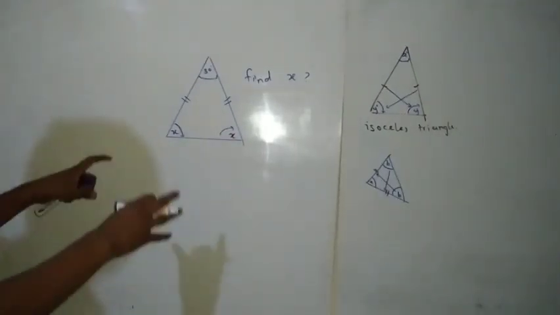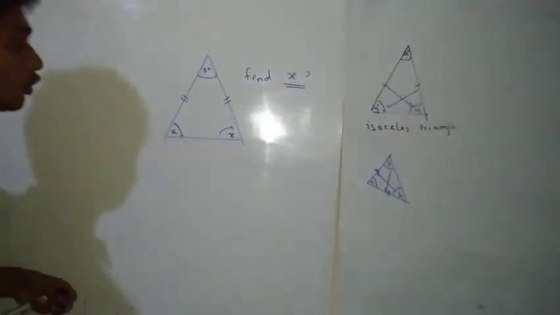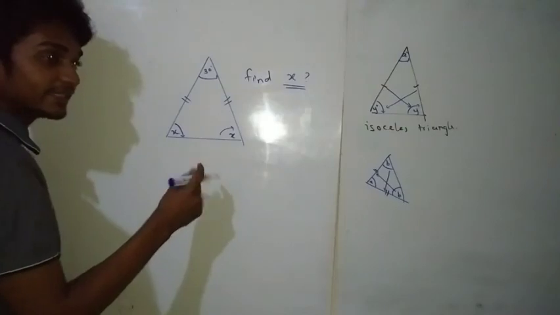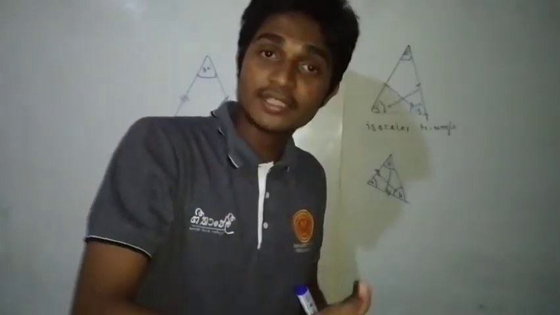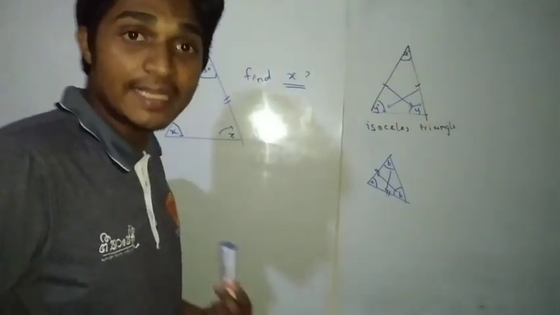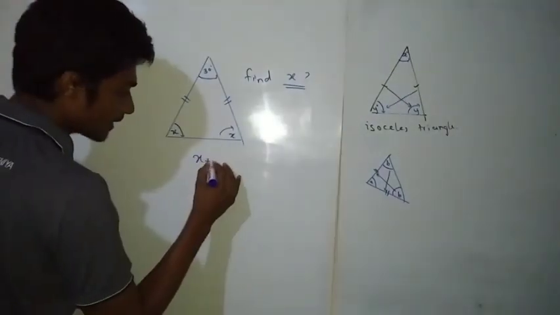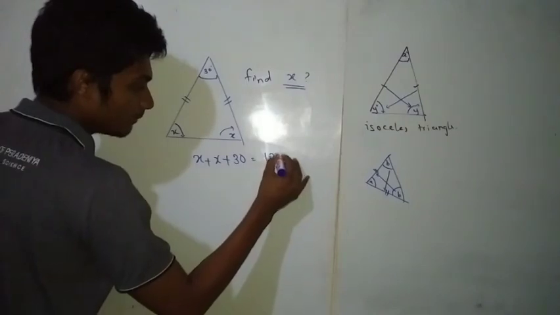Now we are supposed to find x. The question is to find x. So if you want to find x, what we are going to do is add all these three angles. If you add all these three angles, this is going to result in 180 degrees. Why so? Because the sum of interior angles in a triangle is 180 degrees. So x plus x plus 30 is going to be 180 degrees.